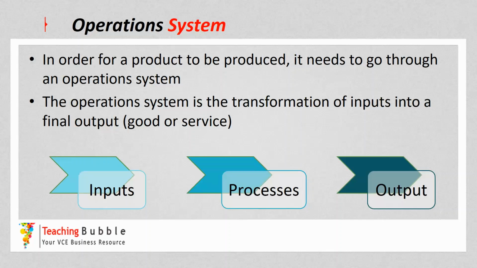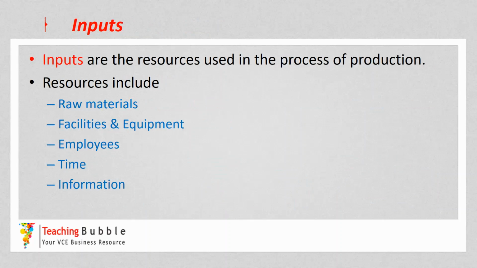If you look at that diagram, there are three key elements of the operations system. There are the inputs, the processes, and the outputs, and we're going to go through each one individually. First of all, the inputs. These are the resources that are used in the process for production, all the resources used to produce a final good or service. Resources include raw materials, facilities and equipment, so where the good or service is produced, all the equipment and machinery, employees that are involved in the operations system, time, and any information that is used to produce that particular good or service.